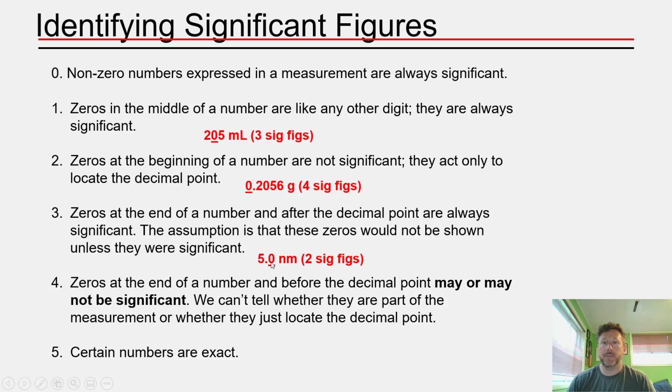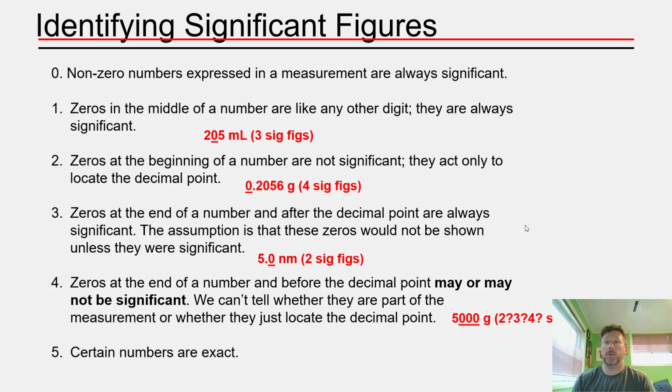This 0 is significant. Rule number 4, zeros at the end of the number and before the decimal point may or may not be significant. It's not clear based on the reporting convention. So if you see zeros ending a number but there is no decimal point, then you have a decision to make based on what you know about the measurement as to how many significant figures there likely are in the measurement, but you can't say for sure.